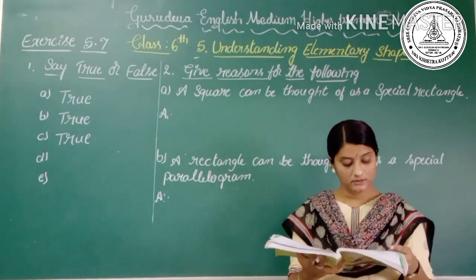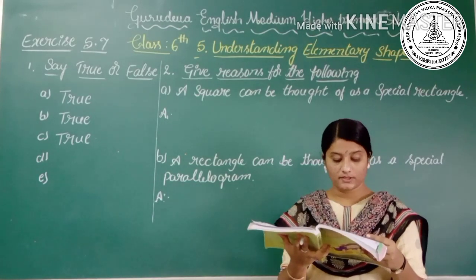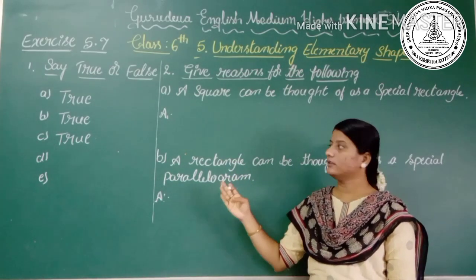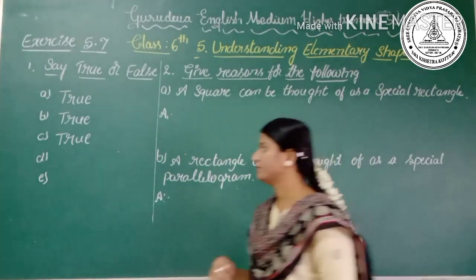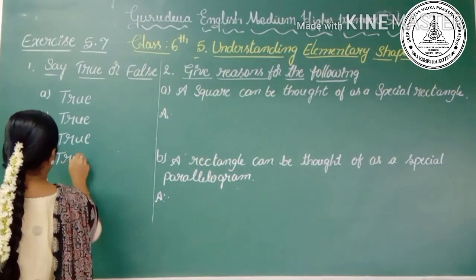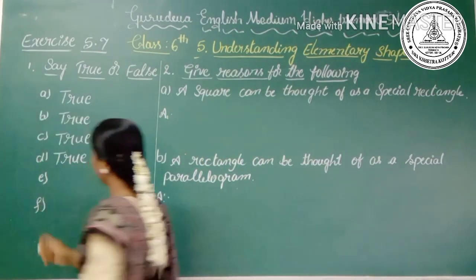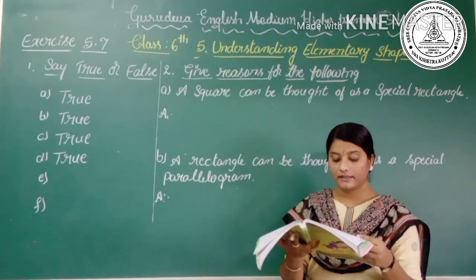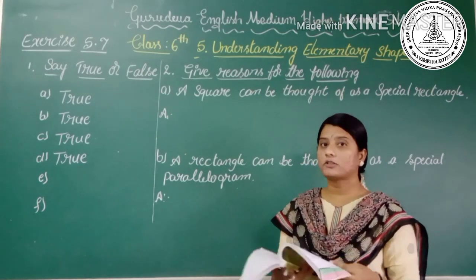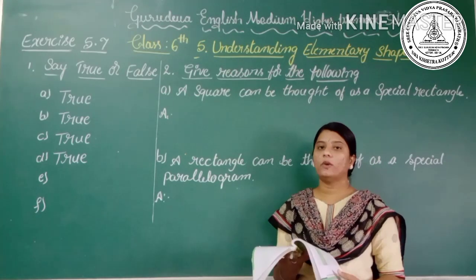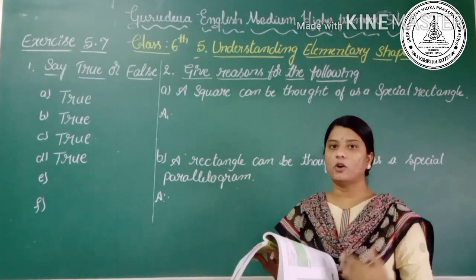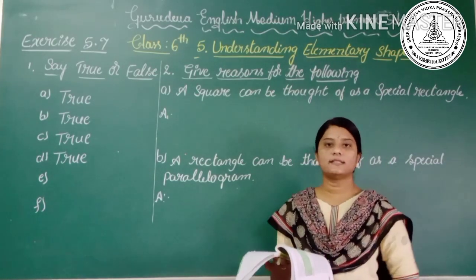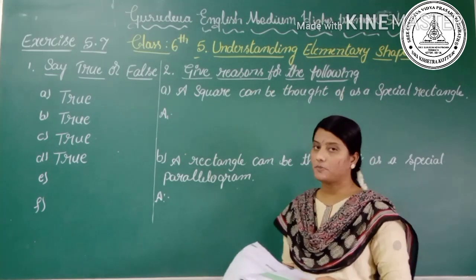Then D1: All sides of a rhombus are equal in length. Yes, all the sides of the rhombus are equal in length. So this statement is also true. Then E question: All sides of a parallelogram are equal in length. No, why? Because only the opposite sides are equal in length. So this statement is false.